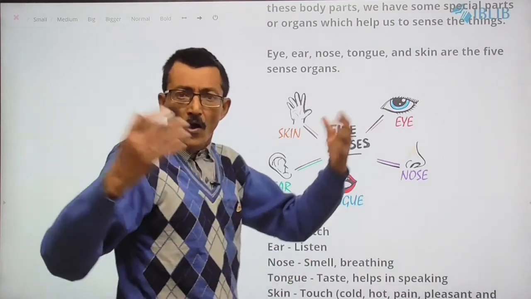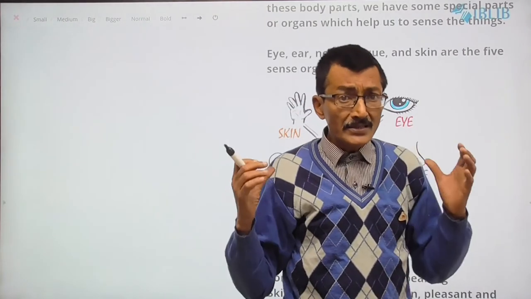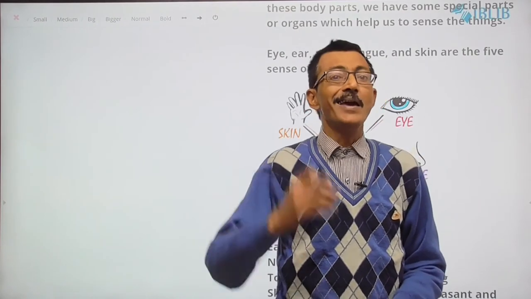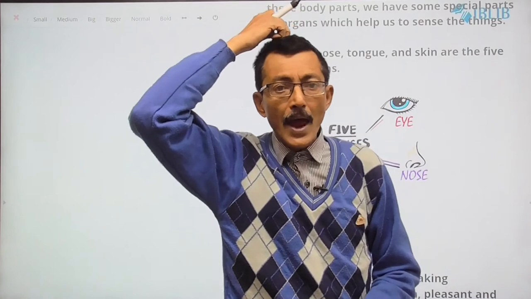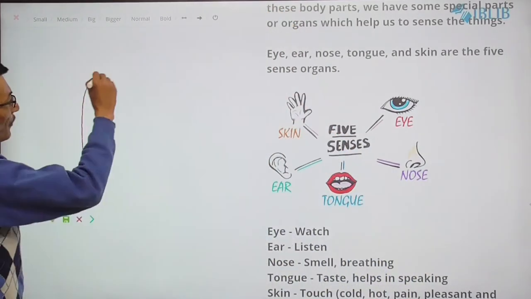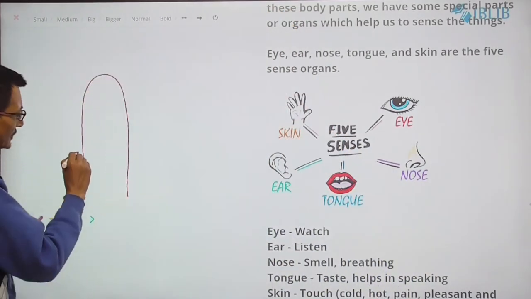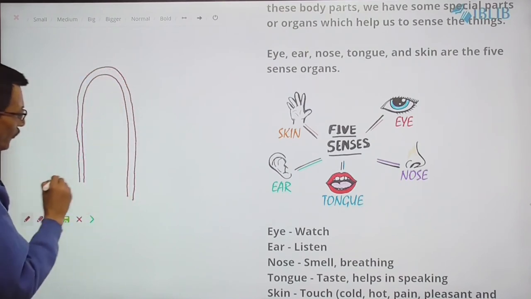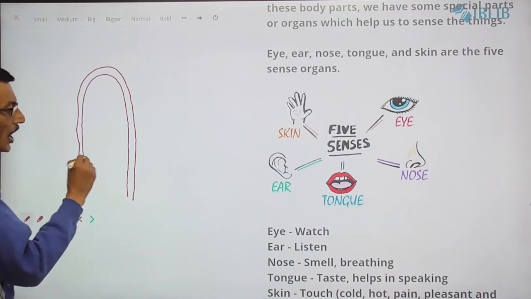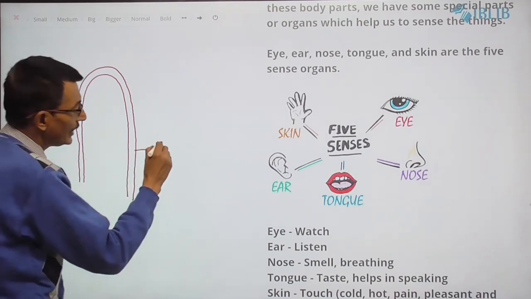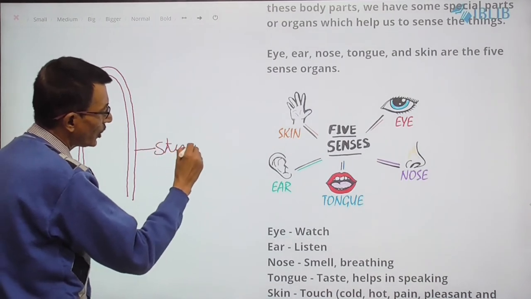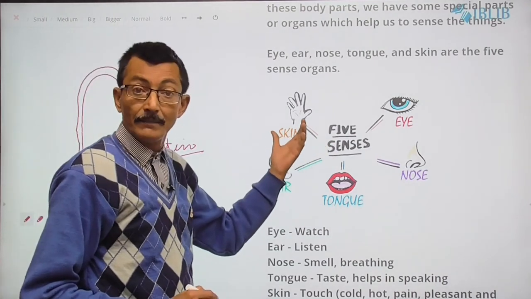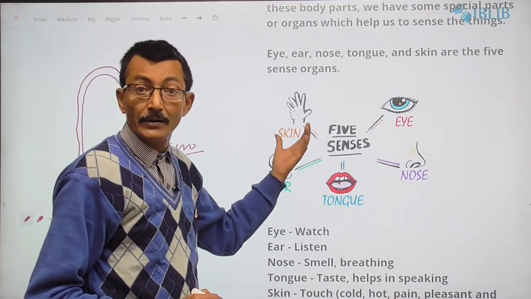Now, we can see skin is the largest part of the body. Why? Because skin covers right from the head to the toe of our body. Our body has got a thin outer layer which covers all the organs. This thin layer which covers our body is called skin. And the function of the skin is very important.